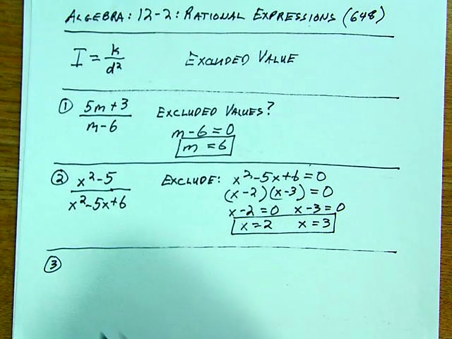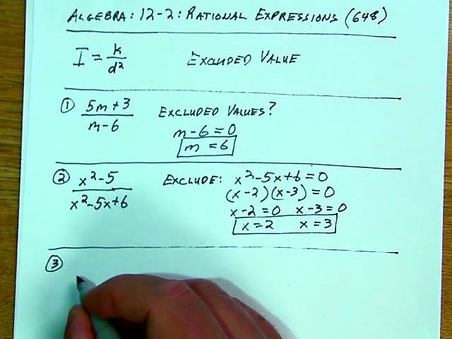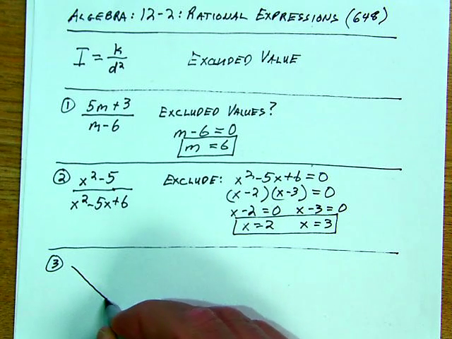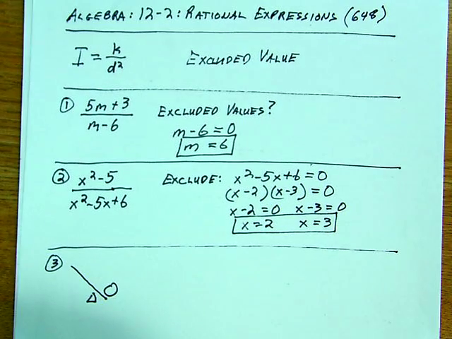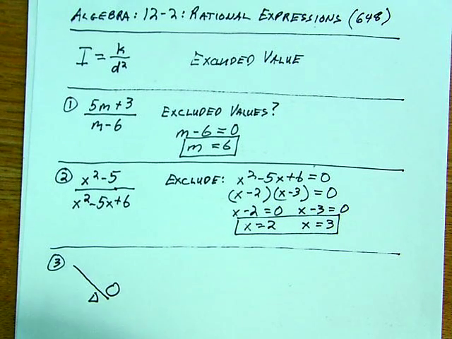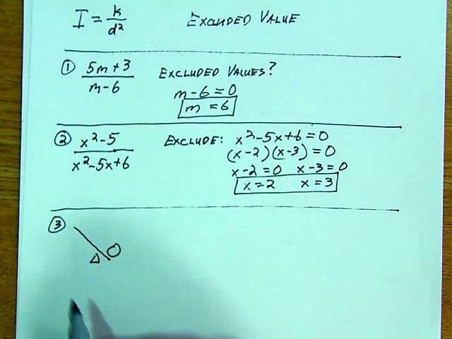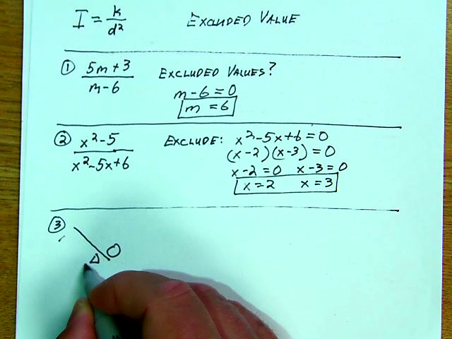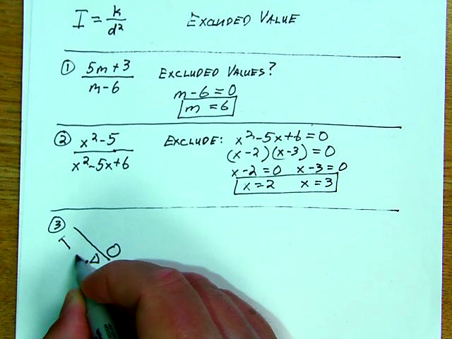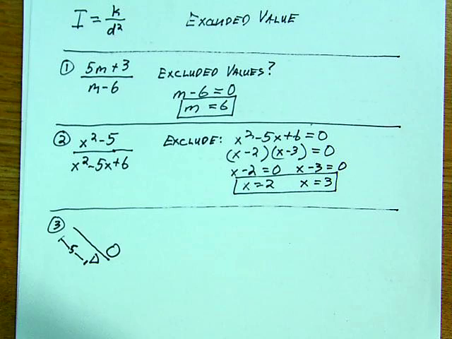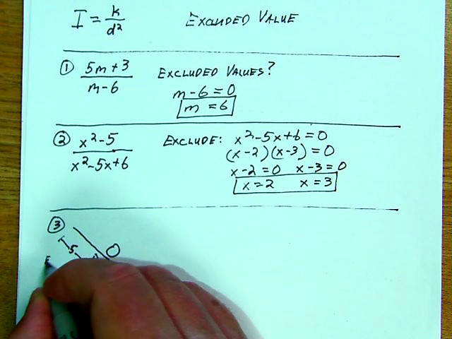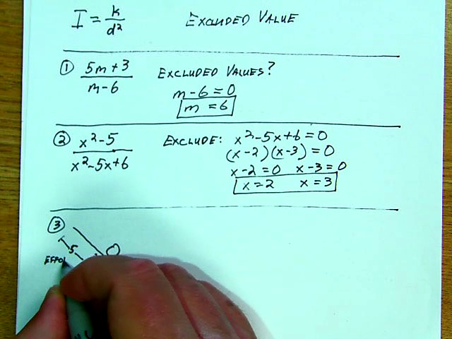All right, now I'm going to do a little drawing here. What if I have a lever and a fulcrum and a rock? In this picture, this part of my lever down to the fulcrum is 5 feet long, and this is called the effort arm.